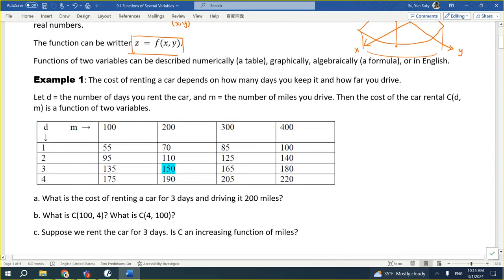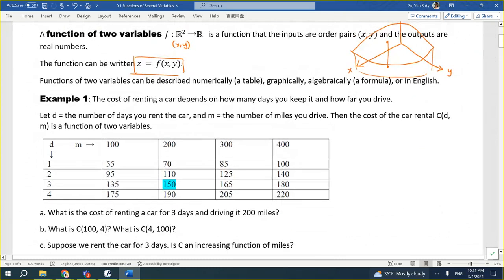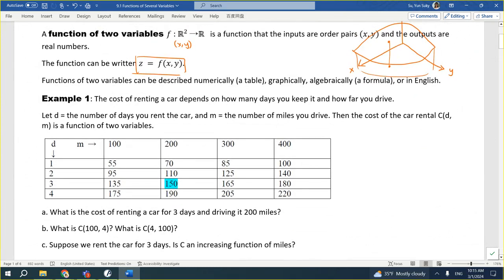The cost of renting a car depends on how many days you keep it and how far you drive. Makes sense. Have you ever rented a car? Yeah, on vacation. Okay, so let D be the number of days you rent the car, and let M be the number of miles you drive. Then the cost of the car rental is a function of the two variables.